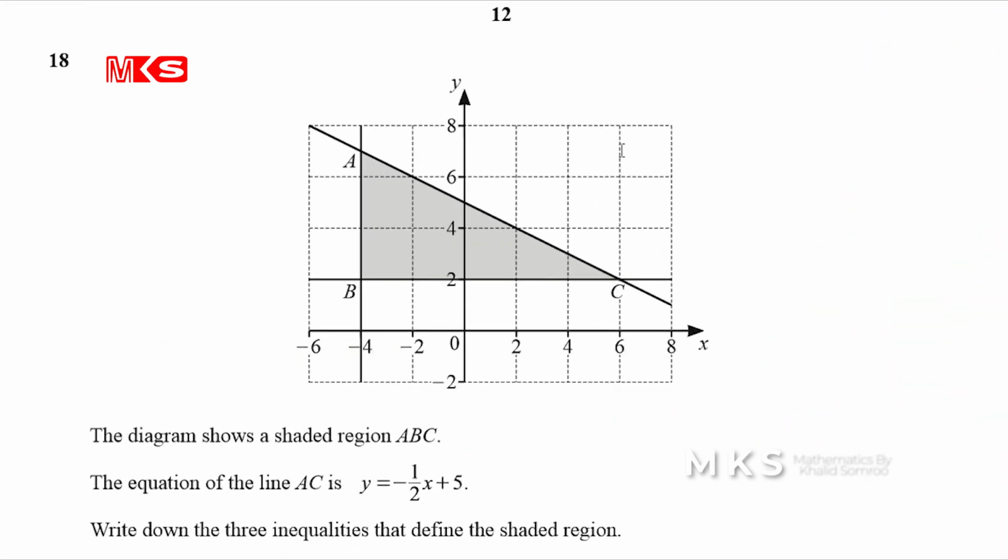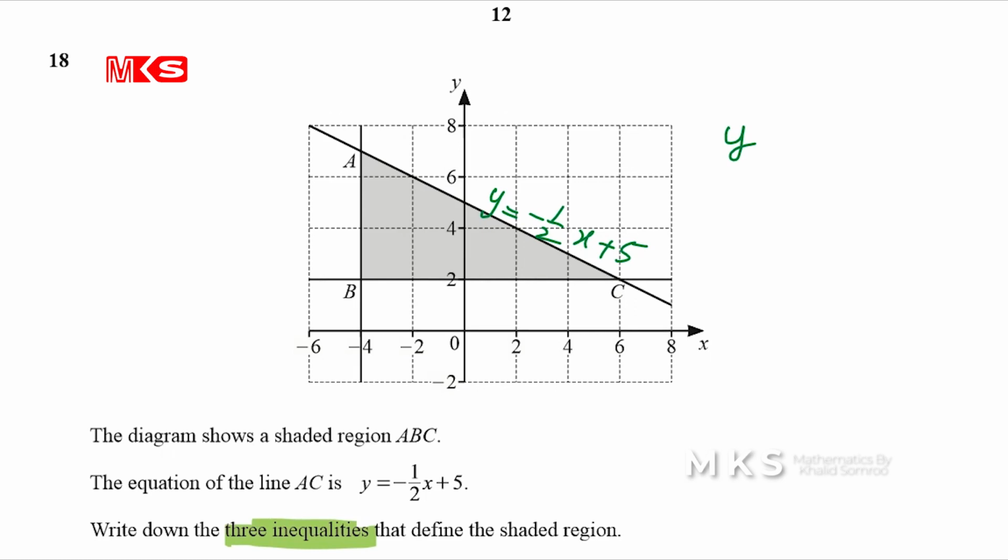Question number 18. The diagram shows a shaded region ABC. The equation of the line AC is y equals minus half x plus 5. Write down the 3 inequalities that define the shaded region. So we are given the equation of AC, which is y equals minus 1 over 2 x plus 5. The shaded region has 3 boundaries. That is the reason this region will be defined by 3 inequalities. To define 3 inequalities, we need all 3 equations which are the boundaries of this shaded region.